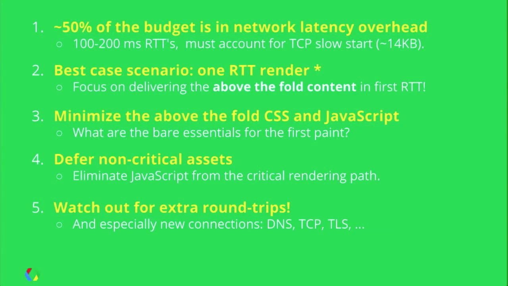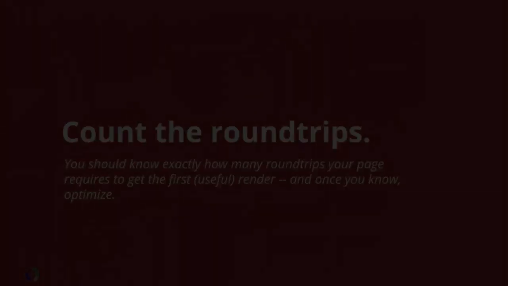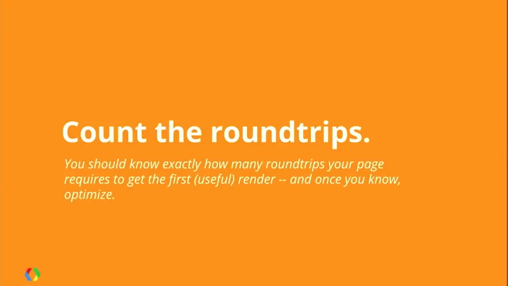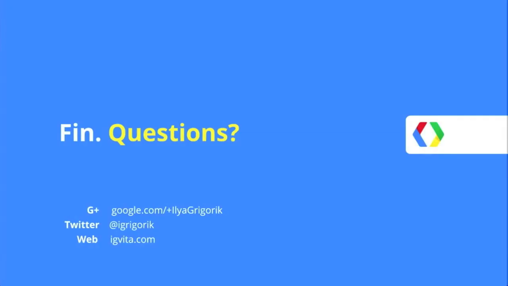Optimize for above the fold, minimize the use of critical CSS and JavaScript, and defer everything else. And watch out for things that you put into your page that may induce more round trips: things like analytics beacons, social widgets, other API calls, which are non-critical. So much of this stuff is actually fairly simple to automate once you know what the problems are. And with that, I think we'll take some questions.